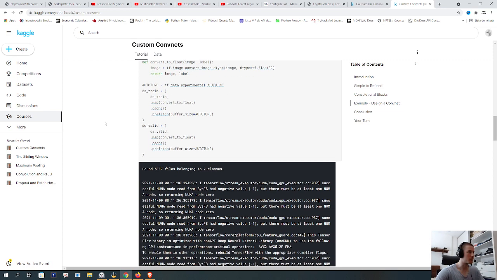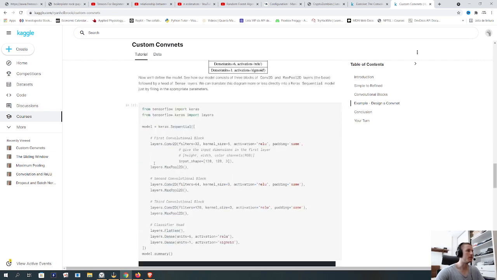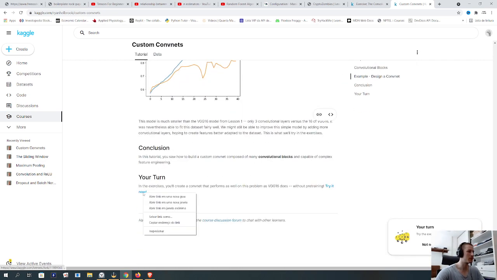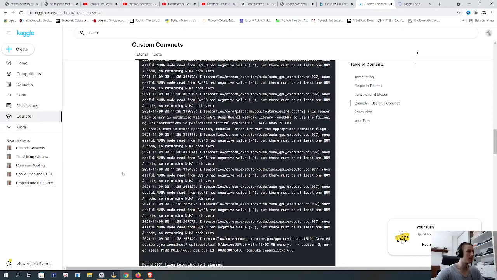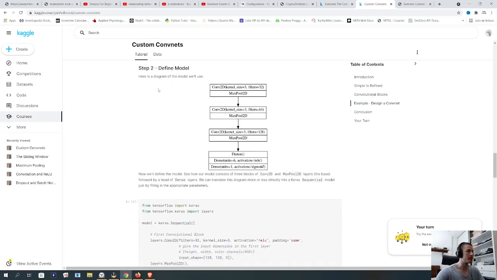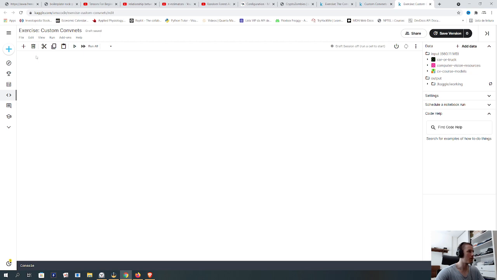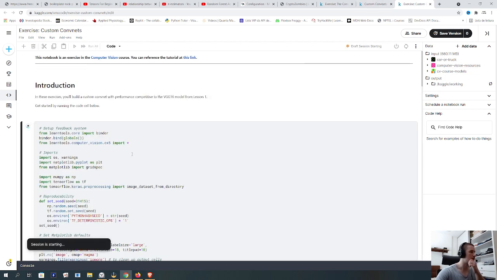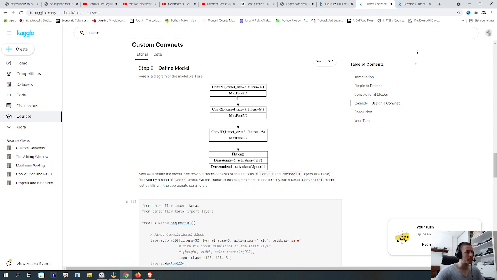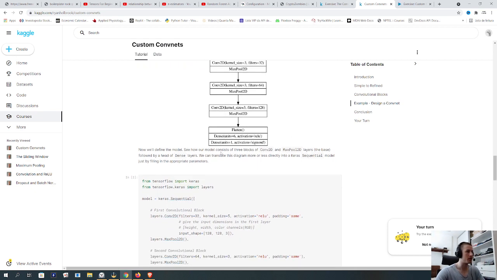Let me load the exercises. Define model. Here's a diagram of the model we will use. Let me run this. Conv2D, max pool, Conv2D. So three layers of Conv2D and max pool with different numbers of filters and the same kernel size. Then a flatten to convert the outputs into one input. And finally the dense layers.